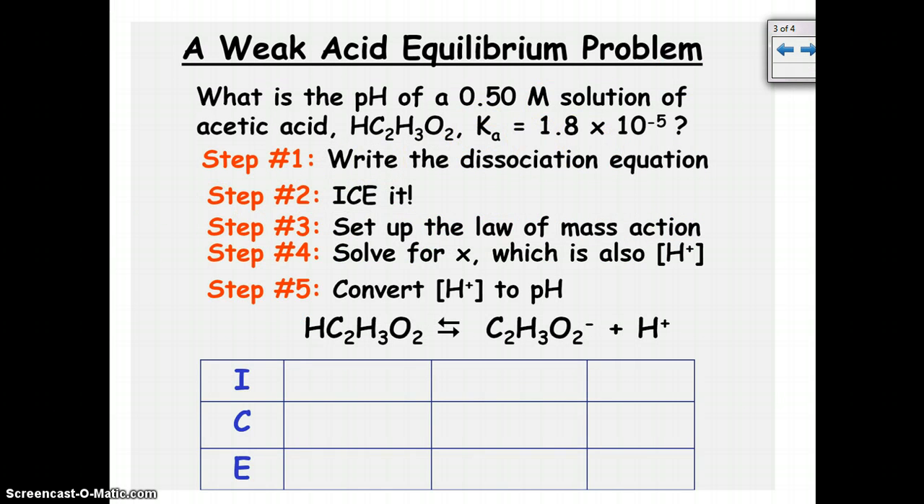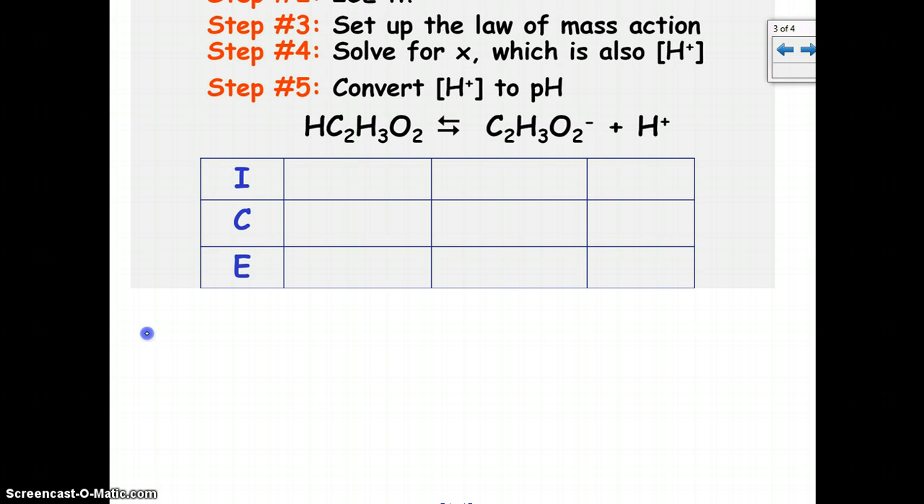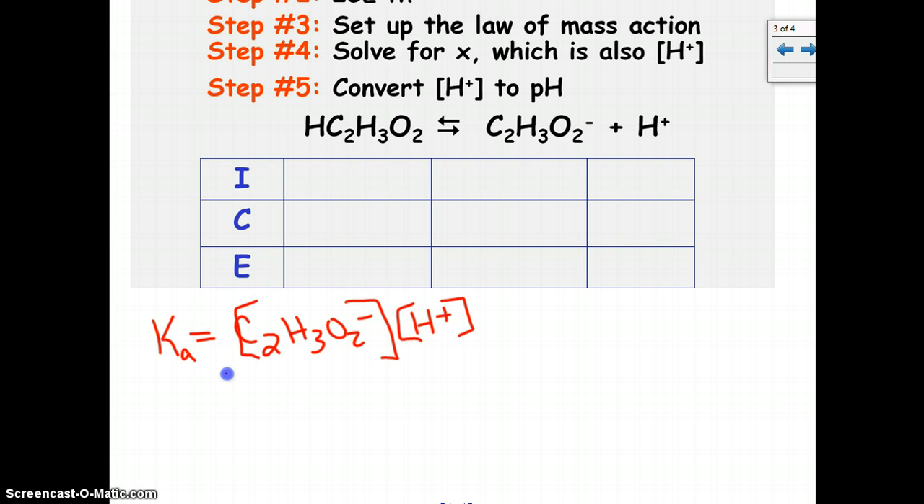So step 1, write the dissociation equation. 2, ice it. Set up our expression, solve for x, and convert. First, let's write our expression. So we got Ka equals C2H3O2 minus times H plus, and that's over the concentration of the acid itself. Okay, so there's our expression.